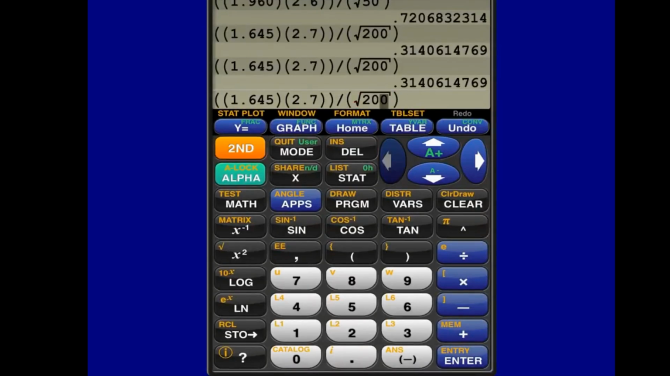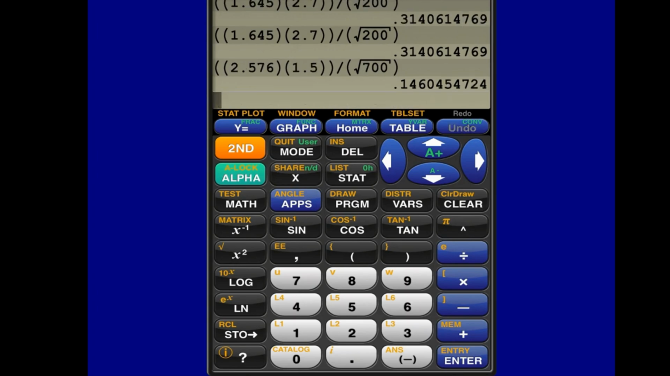Second enter. Is that nice? 2.576. Let me double check. Even I have to reference them. I have not memorized them. Yes, that was correct. And then our standard deviation was 1.5. And we had 700. Oof. 0.15. 0.15.